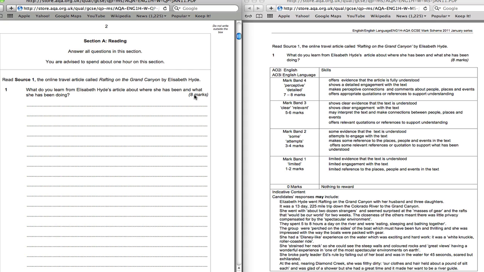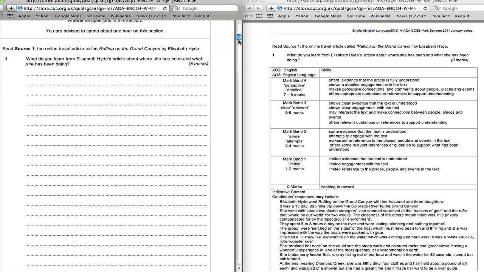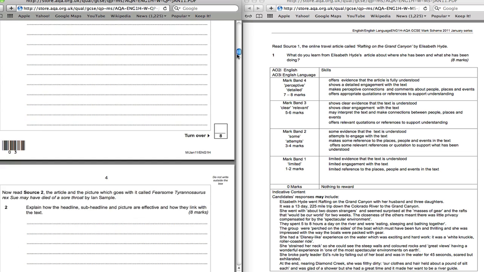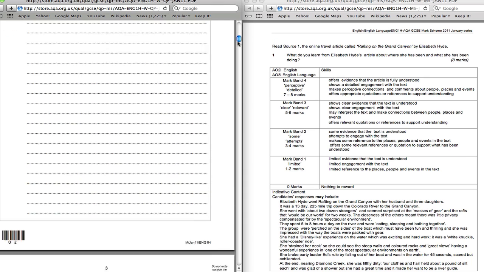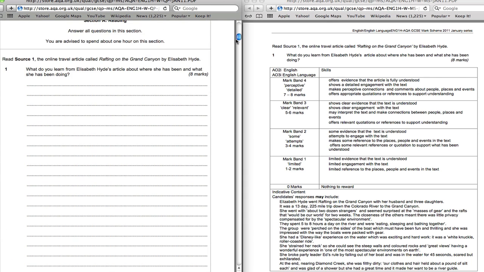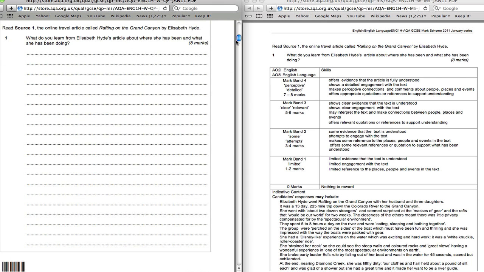Obviously the first thing I always look at to give you an indication here is the amount of marks. The amount of paper or space that they actually give you is quite deceptive. Whether you need to write 2 full pages to get the 8 marks, I wouldn't sincerely say you have to, because remember, it's always going to be quality, not quantity. So here the question: what do you learn from Elizabeth Hyde's article about where she has been and what she's doing? So obviously you would read the item there.